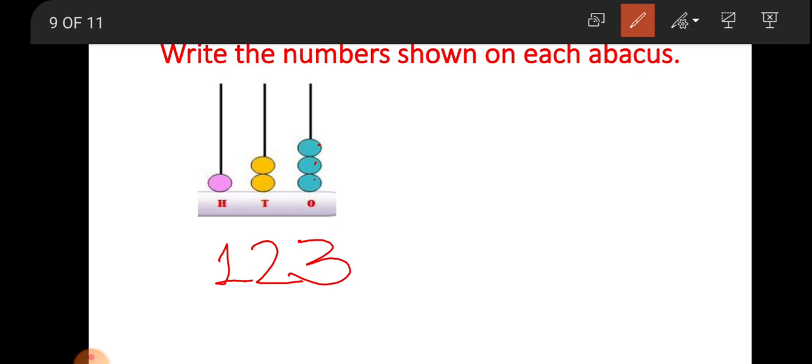So 3 is in ones, 2 is in tens, and 1 is in 100. How to read this number? 123. 1 is in the 100 place, so after 1 speak 100. 123.